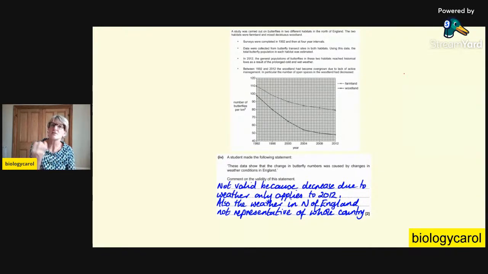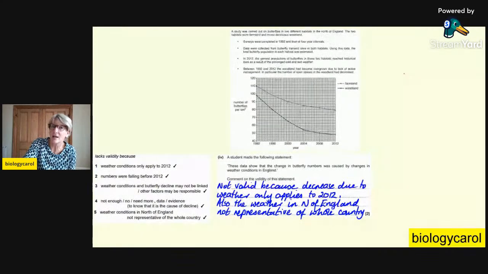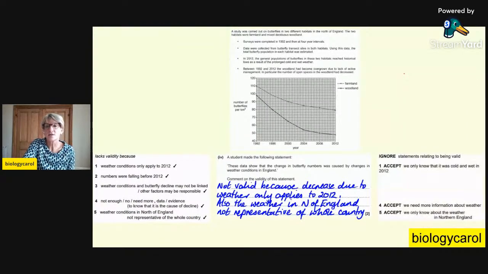But notice that the weather in the north of England doesn't represent the weather across the whole country. Representative is a really useful word to be able to use correctly, because it's often the word that gets you the mark, or helps get you the mark. So I get mark 0.1 and I get mark 0.5.